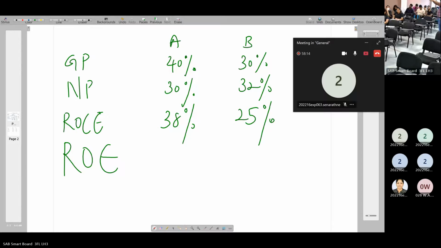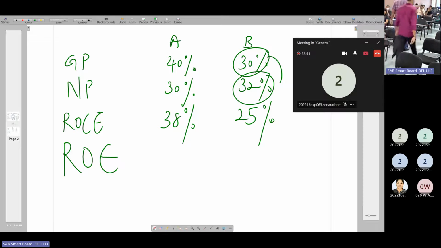Can net profit ratio be higher than gross profit ratio? Gross profit ratio, net profit ratio. Can it happen? Yes. How? Other income.